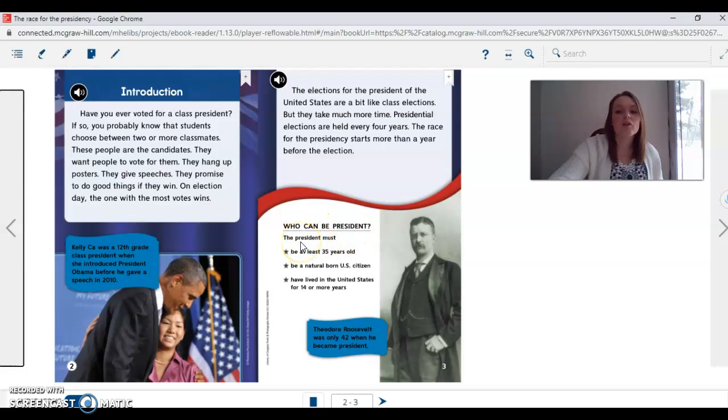Who can be president? So here are some things. If you want to be president, here are some requirements, or some things that you have to be before you are able to run. You have to be at least 35 years old, you have to be born in the United States, and you have to have lived in the United States for 14 or more years. Theodore Roosevelt, who is this guy right here, was only 42 when he became president.